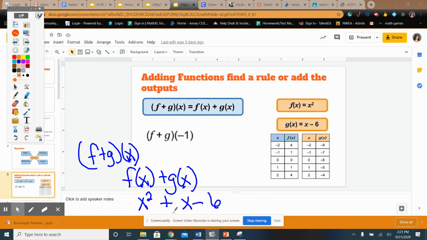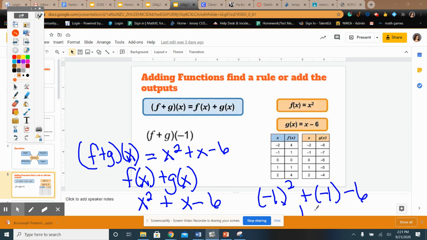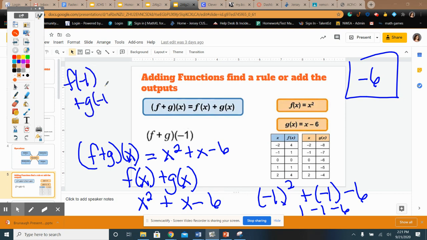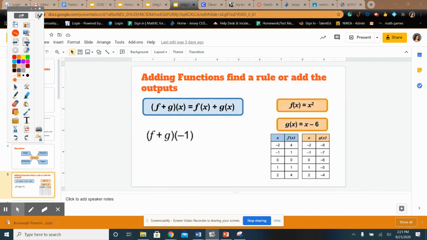There are no like terms here, so a rule for f plus g of x would just be x squared plus x minus 6. If you plug negative 1 into that, notice the parentheses are kind of important. Negative 1 squared is 1, 1 minus 1 is 0, and 0 minus 6 is negative 6, which we got the other way as well. I think it's easier to take f of negative 1 plus g of negative 1. But if you wanted to make a rule and then plug in negative 1, you could also do that.